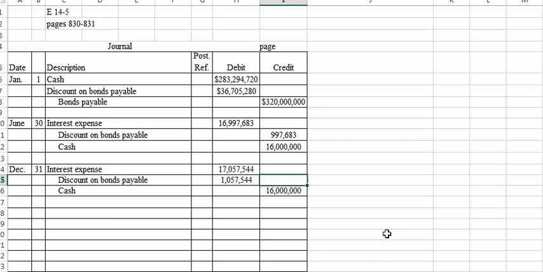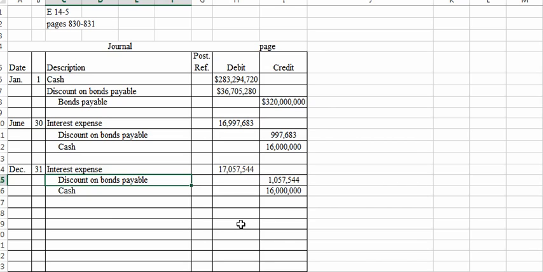This number, the $1,057,544, should be in the credit column. So the entry balances. It's pretty basic there. Sorry for that. As you can tell, I don't like to screw up. Anyway, that makes sense. I know you were going to debit the discount anyway. I'm not sure why I wanted to enter it in the debit column.